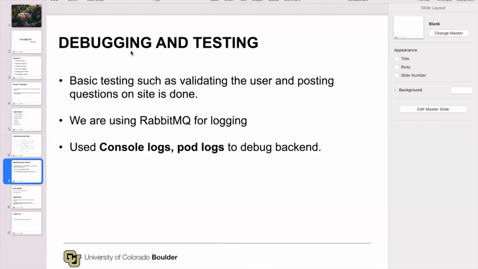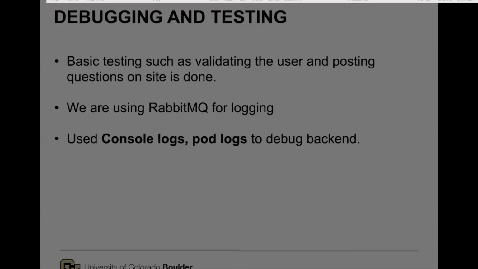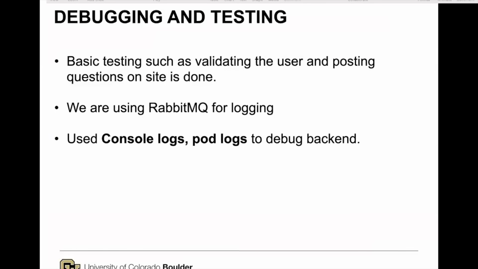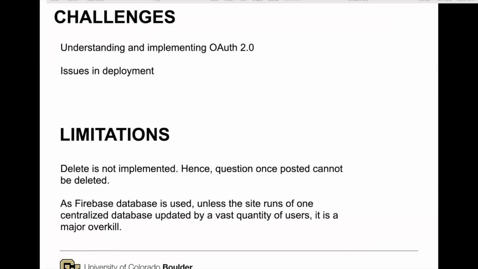So, testing and debugging. Basic testing such as validating the user and posting questions on the site is done. We are using RabbitMQ for logging and used console and pod logs to debug the backend. Coming to the challenges and limitations of the project, understanding and implementing OAuth 2.0 was time consuming, and we also faced a lot of issues in the setup.